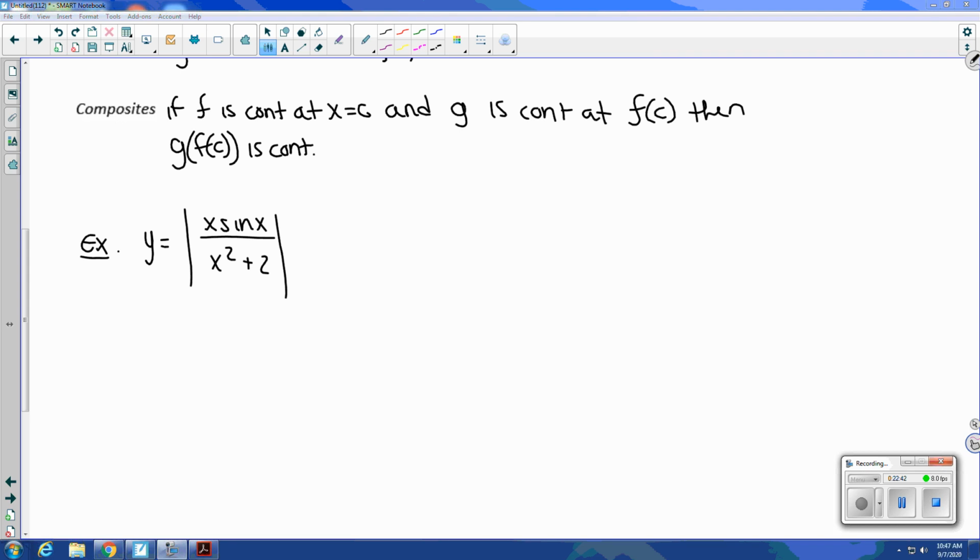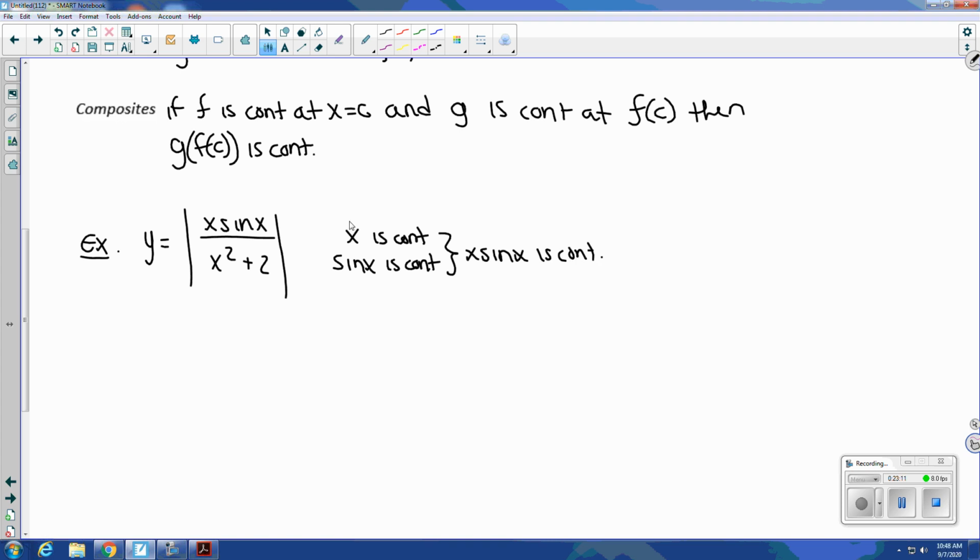So let's break down this function into pieces and use those properties above to determine if this function would be continuous at some point. So in the numerator of this rational piece, we have x times sine x. So if I look at x and sine x as the two functions and they're being multiplied together, I can use that product property. And x is continuous for all real numbers. And sine x is also continuous for all real numbers. So therefore, the product of the two is continuous for all real numbers. So we took care of the numerator.